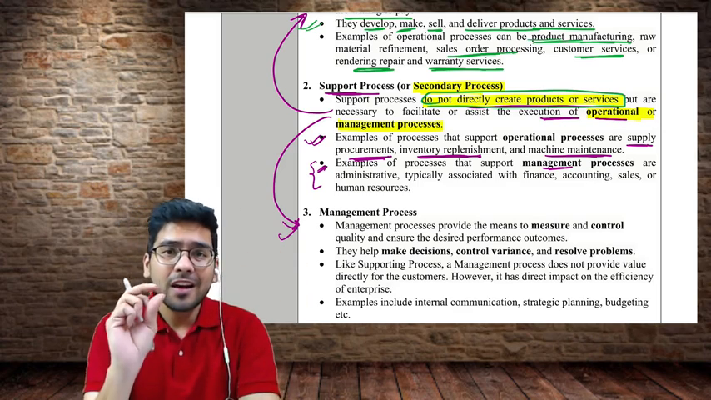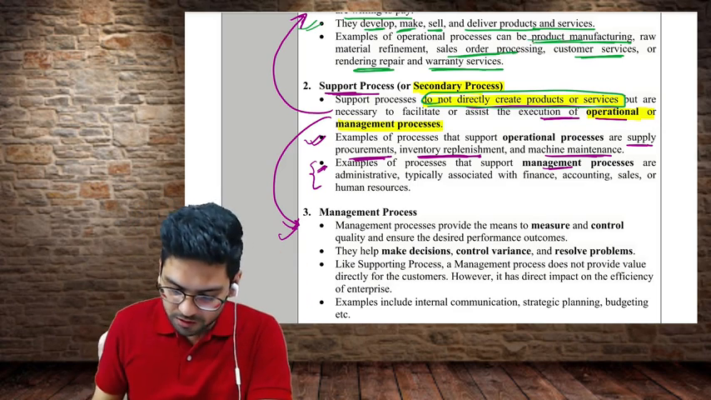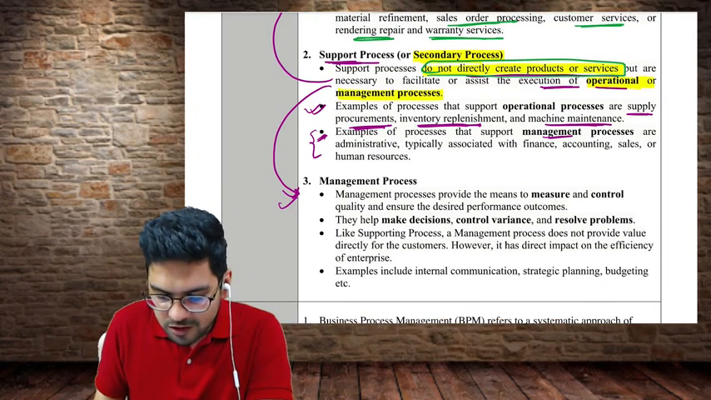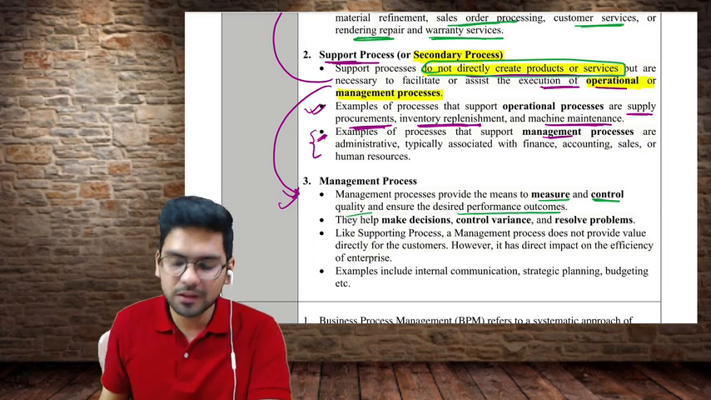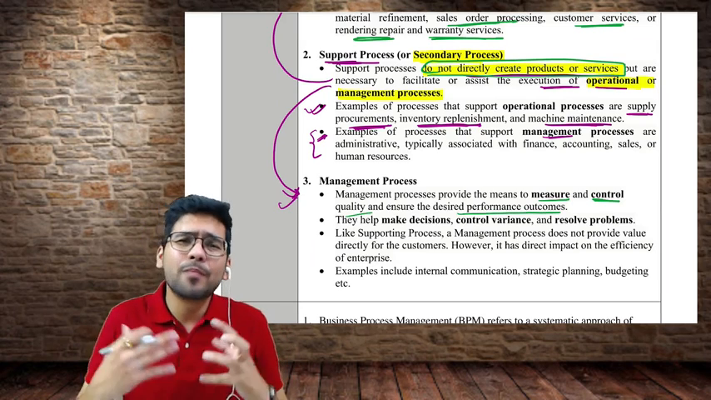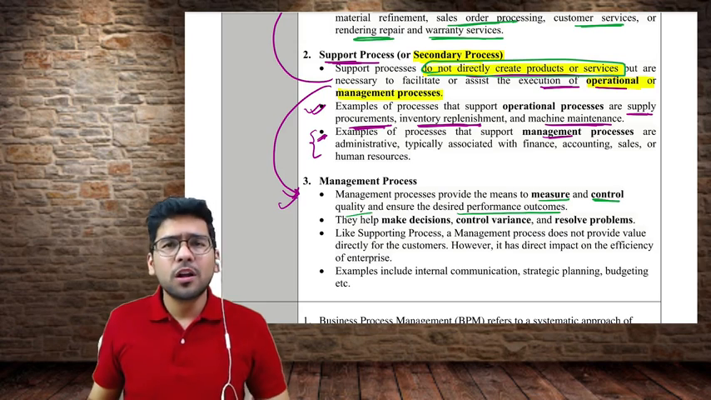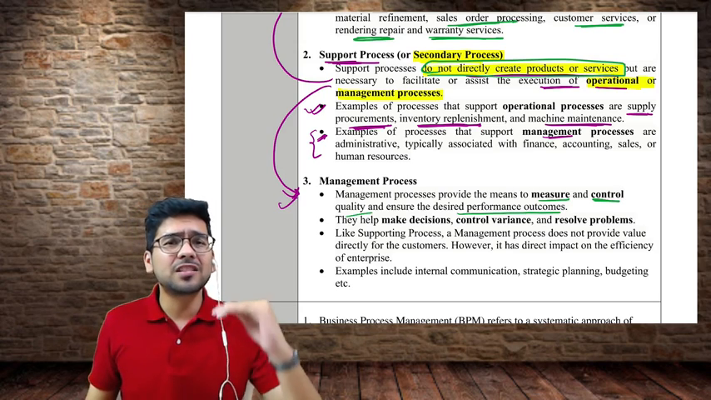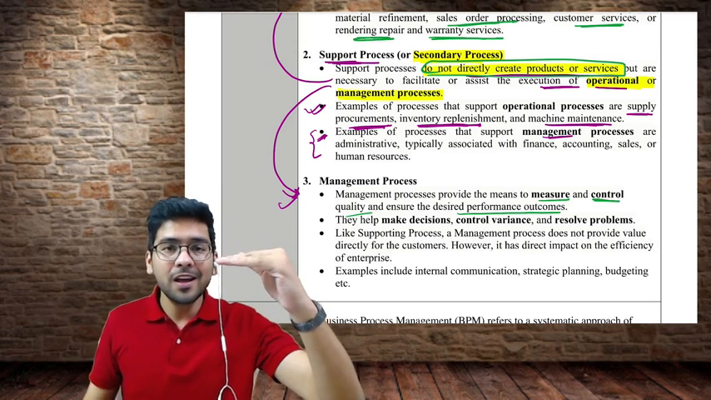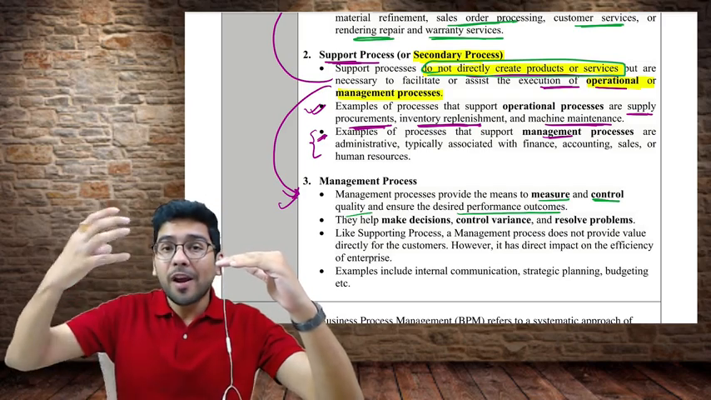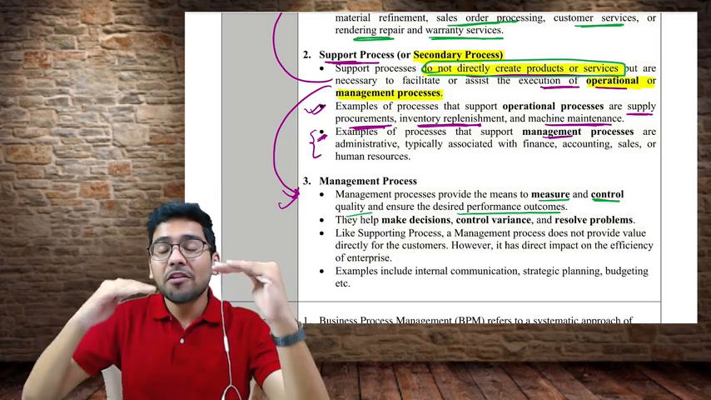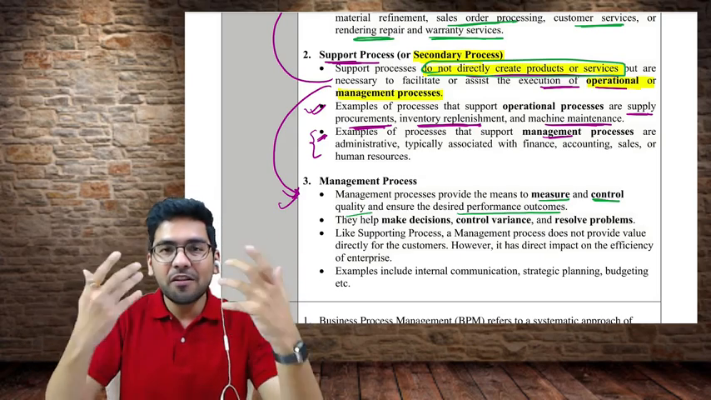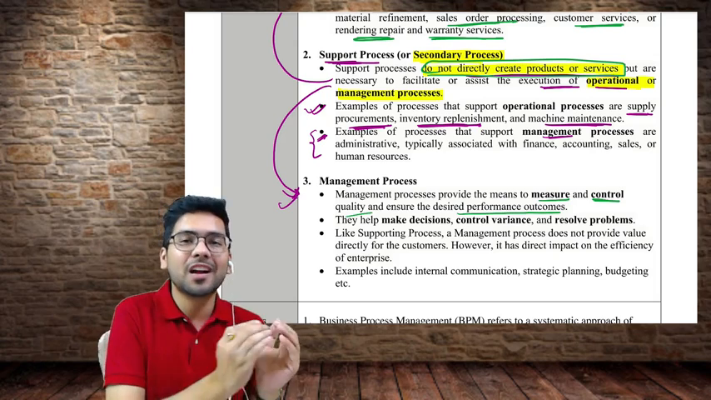Now let us understand what management process is. It says management process provides means to measure and control quality and ensure the desired performance outcomes. When I say management, it is all about establishing standards, and then comparing the actuals with the standards, whether we are working as per the standards or not. If there are any deviations, the management is going to take necessary corrective actions.